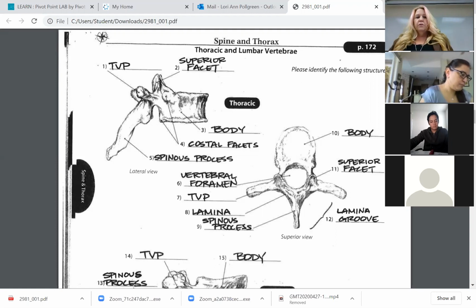6, we're looking at our vertebral foramen. 7, transverse process. 8, lamina. 9, spinous process. 10, body. 11, superior facets. 12, that lamina groove. Are we good for me to scroll down?